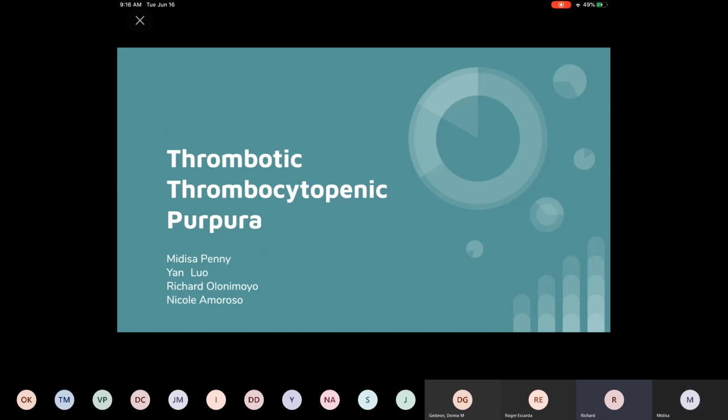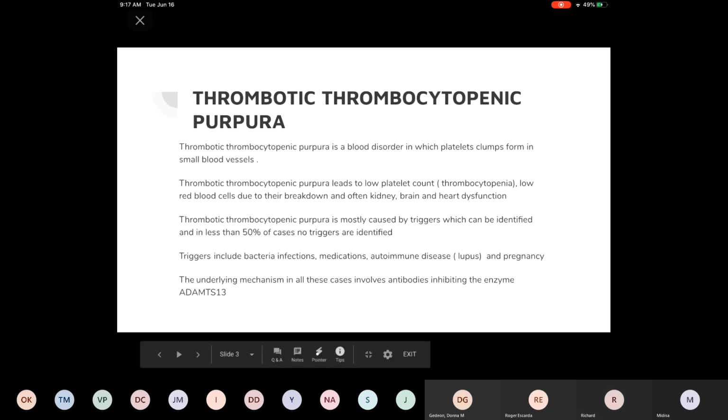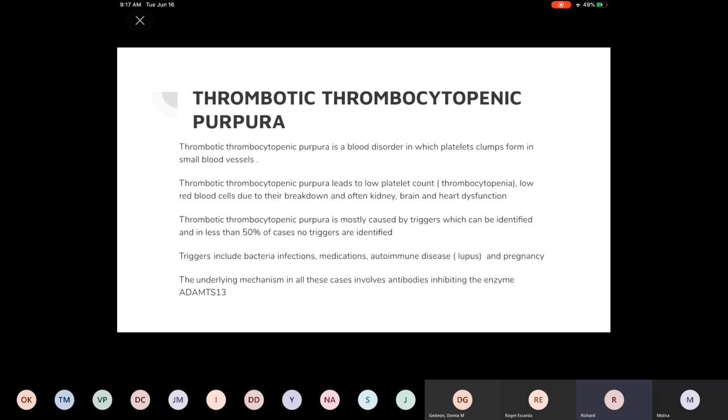All right, so our group will be presenting thrombotic thrombocytopenic purpura. And in the group, we have Medisa, Yan, Richard, and Nicole. Can you move to the next slide? Mm-hmm. All right, no, the next slide. The next one? Yes. Okay. So just a brief introduction.